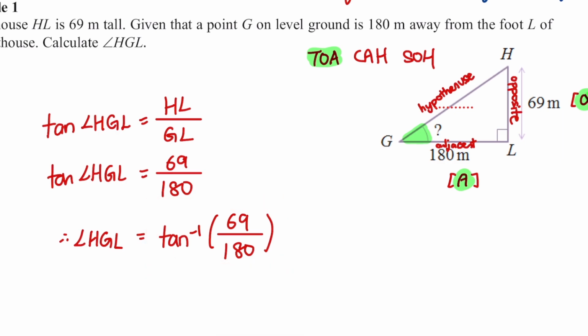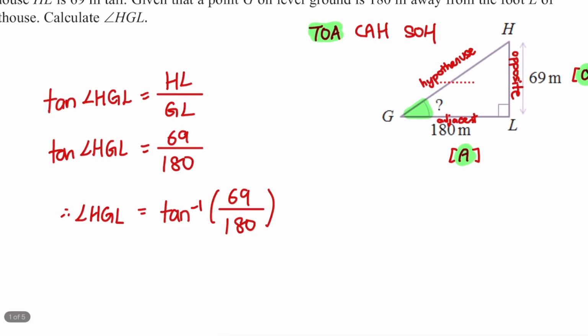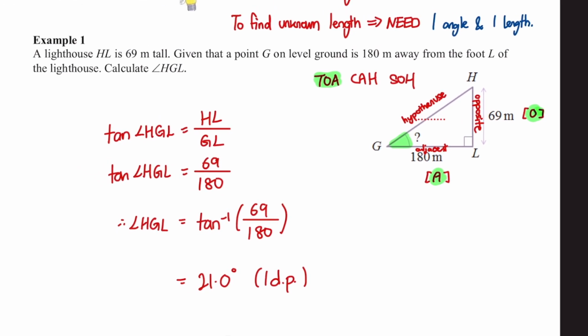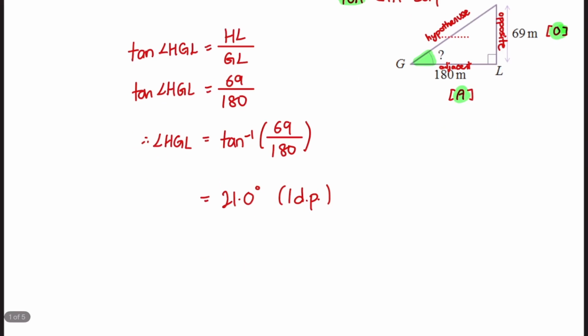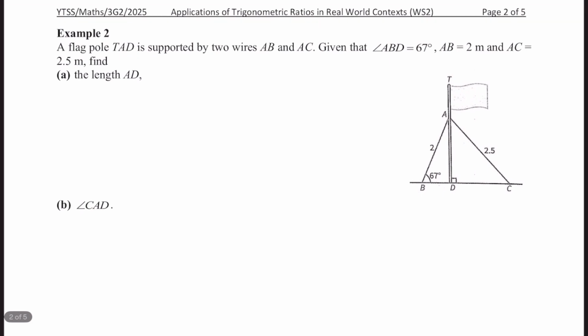Remember, over here on your calculator, this is a tangent inverse. So press this in your calculator. And remember, angle is always rounded off to 1 dp. Your answer should be 21.0 degrees, rounded off to 1 dp. Okay, and this is for example 1. I hope that you are clear on how we solve such questions using trigo ratios. Now let's look at example 2. Example 2, I have a flagpole that is supported by two wires.